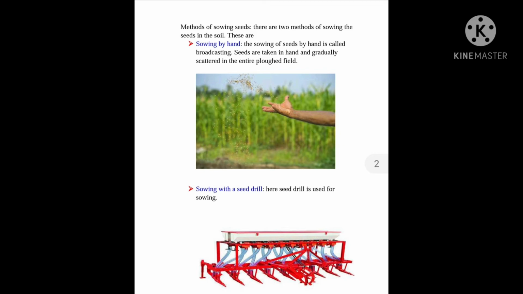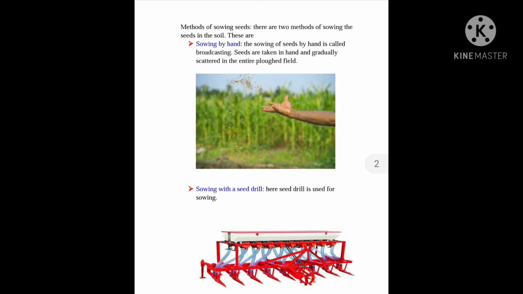Now you can see one more picture here, this one. This is the tractor driven modern seed drill. The seed drill is driven by the tractor and the seeds are sown in big fields. So this is the modern method, and another method you can see is the traditional method. Here the traditional seed drill is attached to the plow, and it is driven by bullocks and the seeds are scattered in the fields. I hope it is clear to everyone.